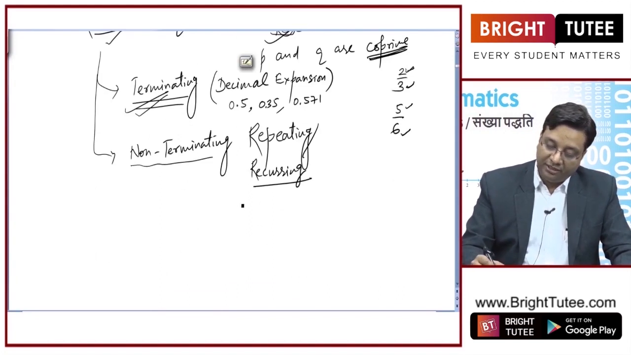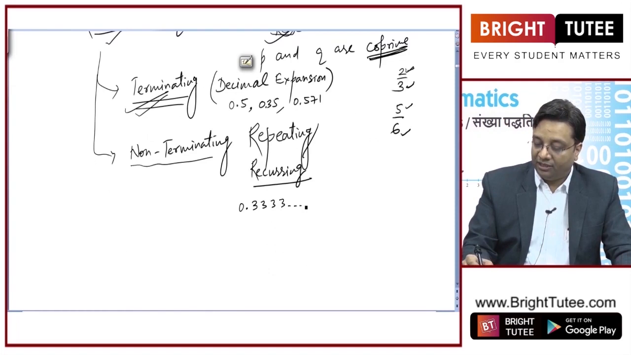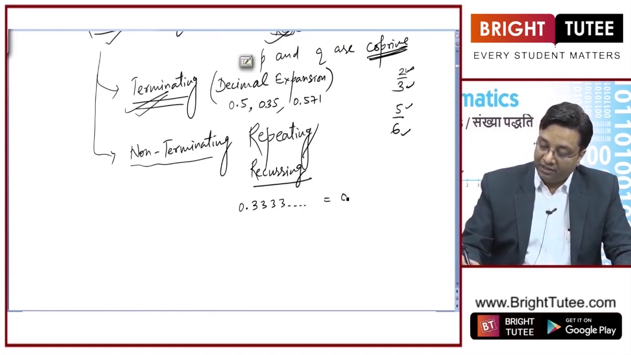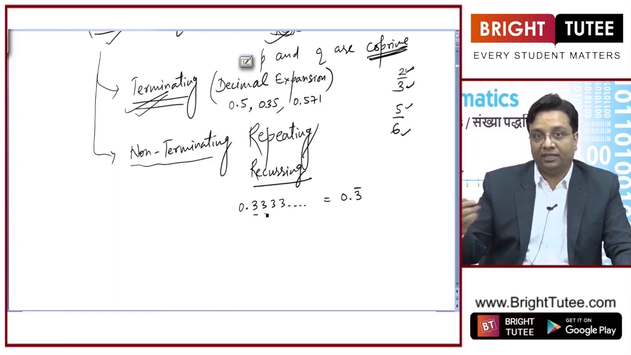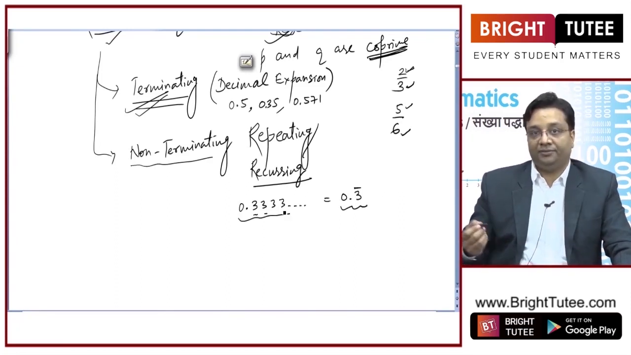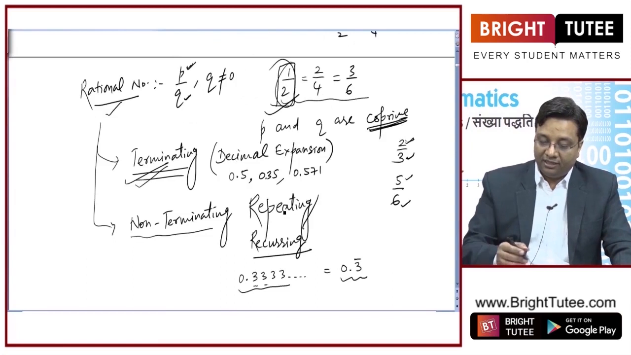What is non-terminating repeating? 0.3333 and then I write dot dot dot. So it keeps on repeating. How do we represent these numbers? We just put a bar on the part which is repeating. So which part is repeating? 3 is getting repeated, right? So we put a bar on it. This means 0.33333. So this is about rational numbers.